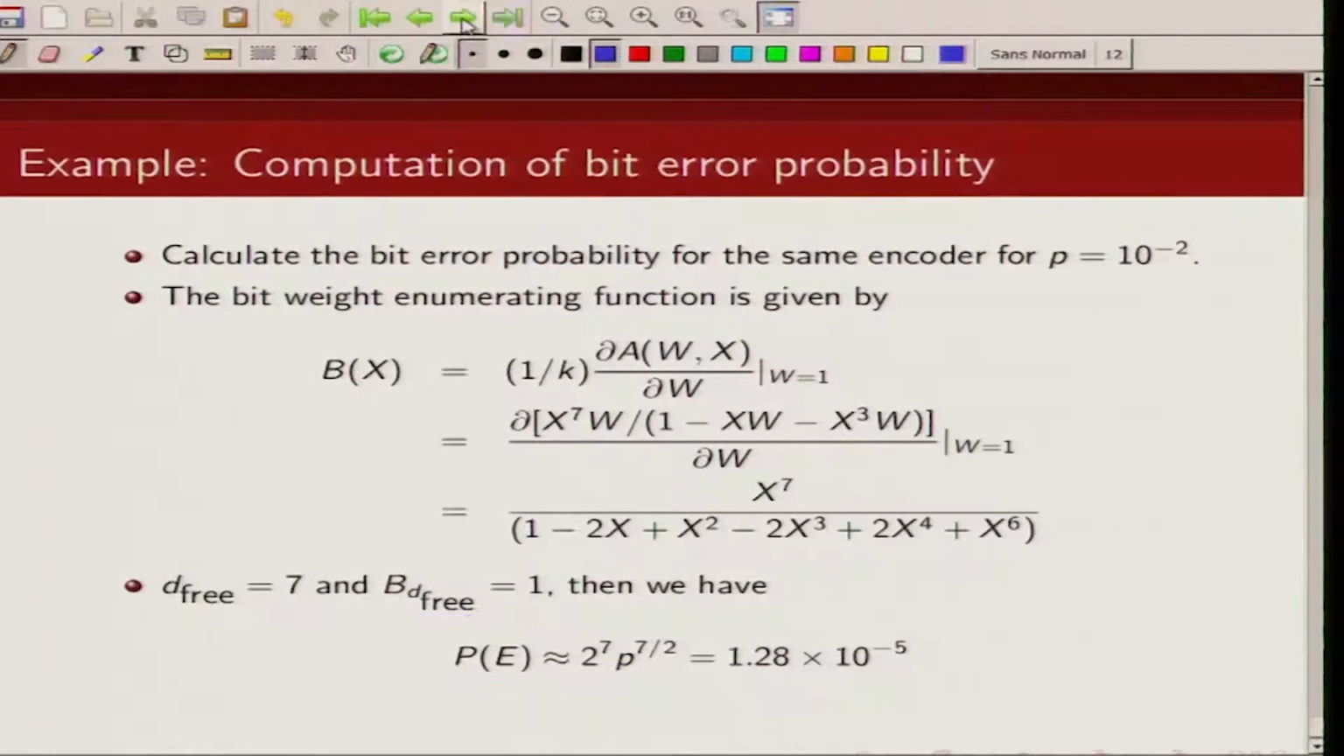Okay. So, with this I will conclude this discussion on performance analysis of convolutional code over binary symmetric channel. Now, similar analysis can be done for other channels as well. Thank you.